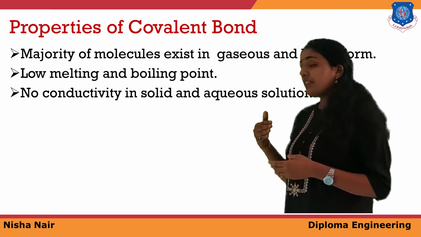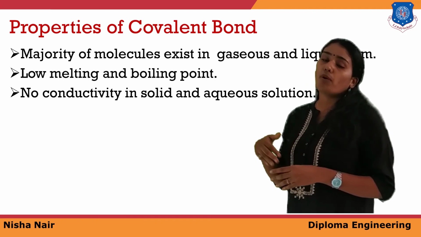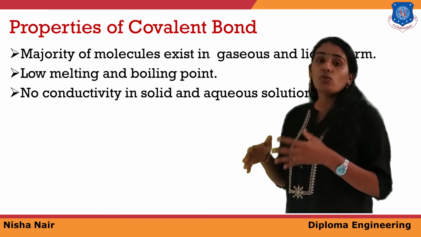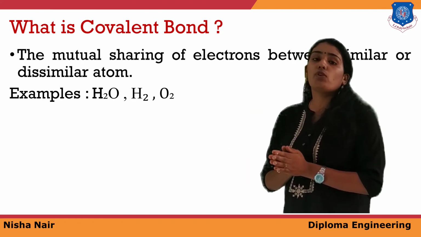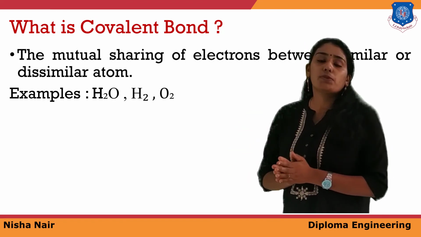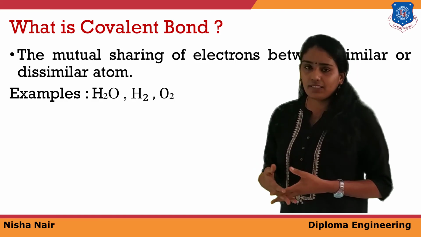So, this is about the definition of covalent bonds and properties of covalent bonds. Covalent bonds are classified into two. The general definition for covalent compounds is sharing of electrons between two similar or dissimilar atoms.